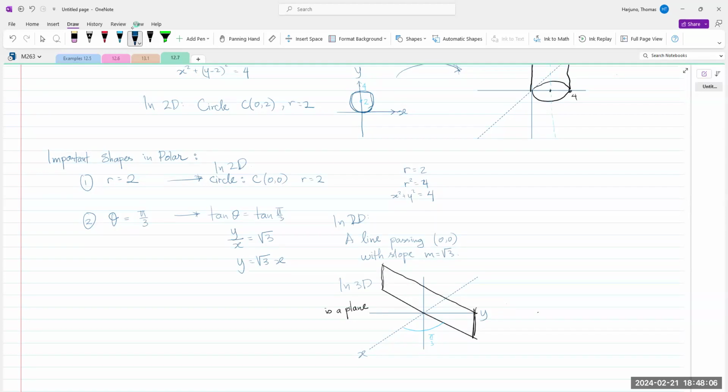This guy here, the first one, in 3D is a cylinder. To be more precise, a circular cylinder. It's a cylinder whose cross section is a circle.